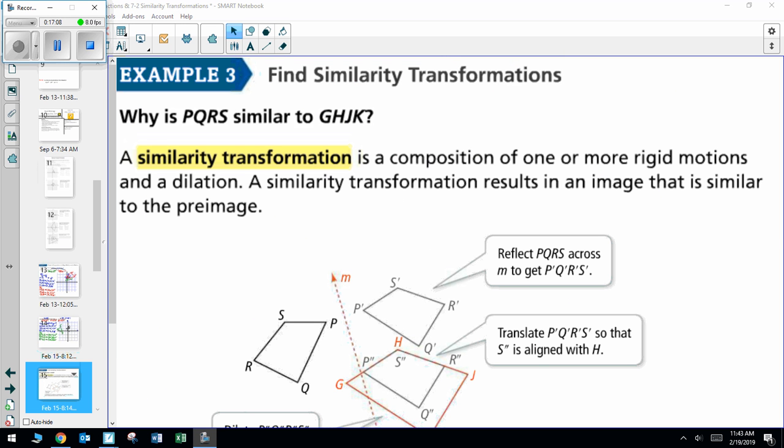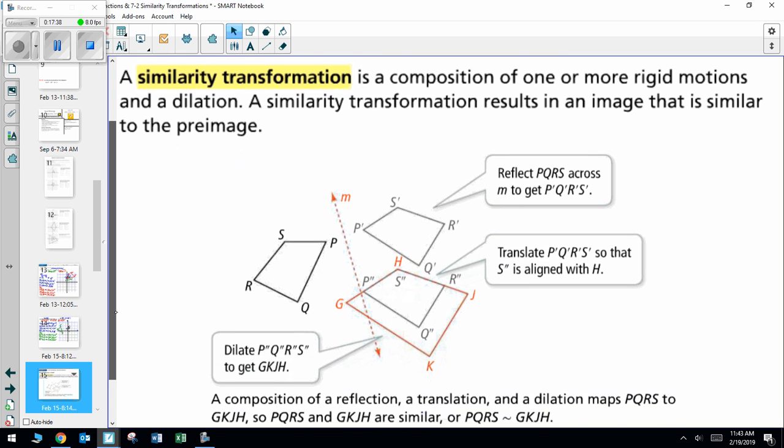Alright, so talking about similarity transformations, a similarity transformation is just a composition of a single rigid motion and a dilation. So a reflection, a rotation, or a translation and a dilation. Right? And it results in an image that's similar to the pre-image. And again, similar just means it's essentially the same shape still. It's just in a different location and a different size.